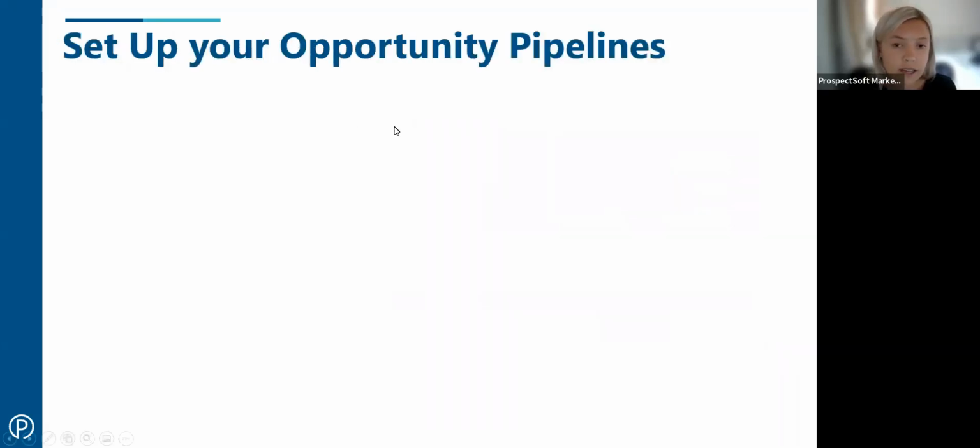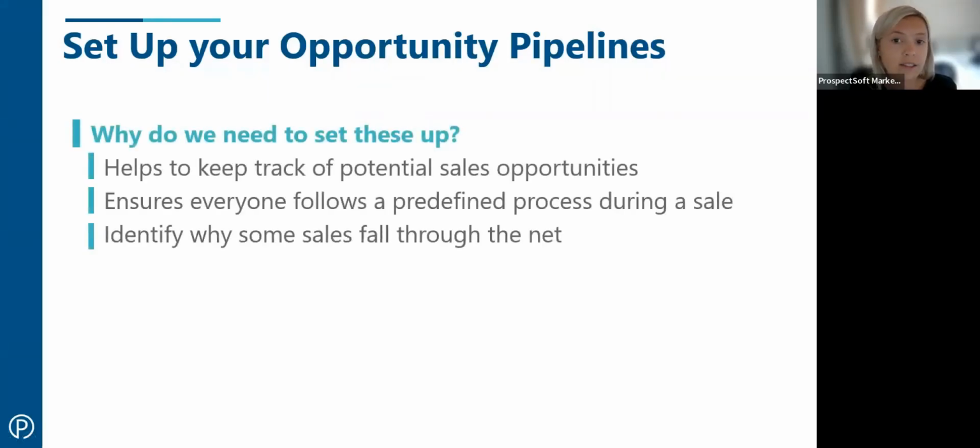So first of all, we're going to take a look at our opportunity pipelines and how we can configure these to best match your sales processes. So why do we need to set up the opportunity pipelines? What this does is it helps you to track the potential opportunities that you have, so you know where you are within the opportunity process. It makes sure that all of your sales team are following a predefined process, because you get a list of statuses that you have to follow through in order to close off that opportunity. So it's a predefined list of stages that they would go through.